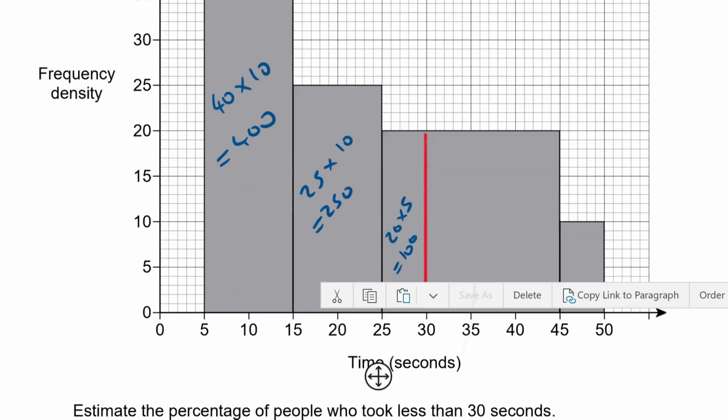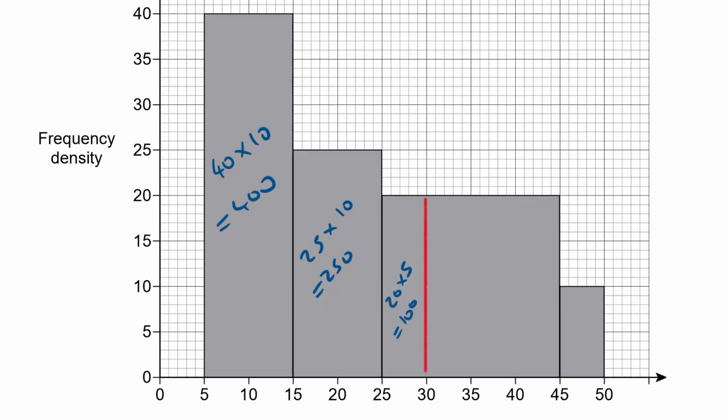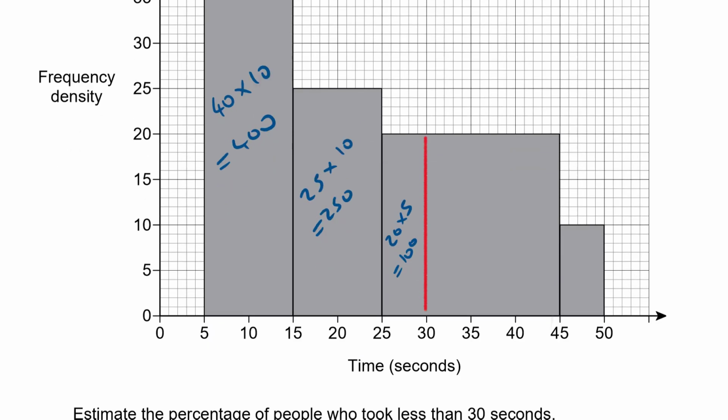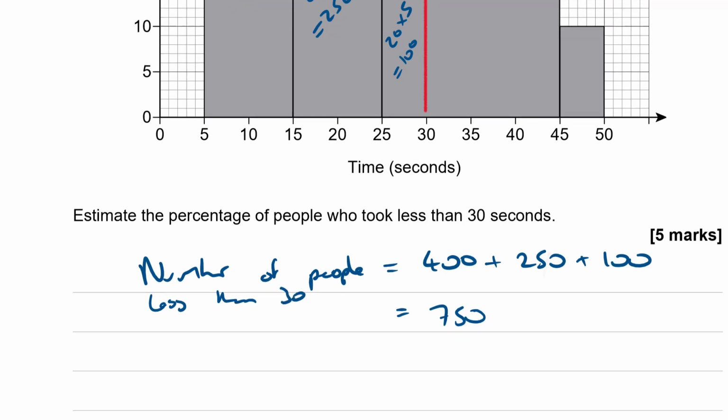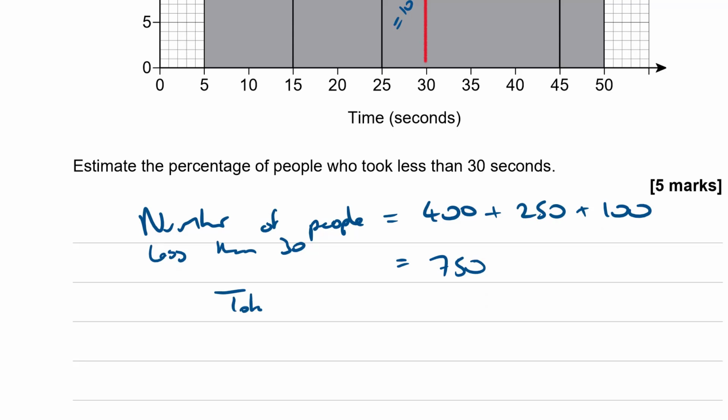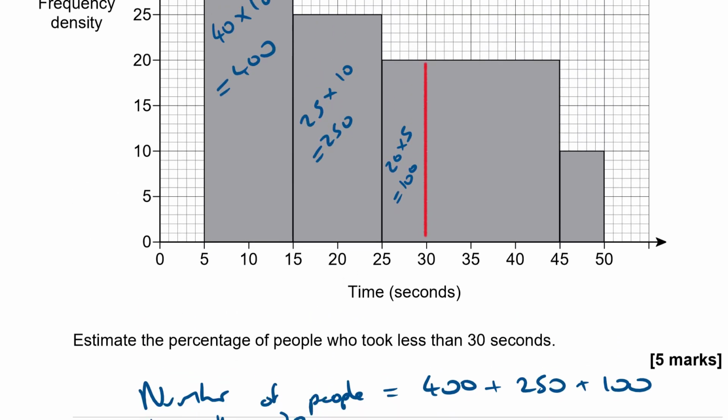No, that's annoying. So now we need to work out what the rest of the bars are, so we can work out what it is as a percentage. So that's the number of people less than 30. So now we need to work out what the total is. Well, the total is going to be the other bars then.